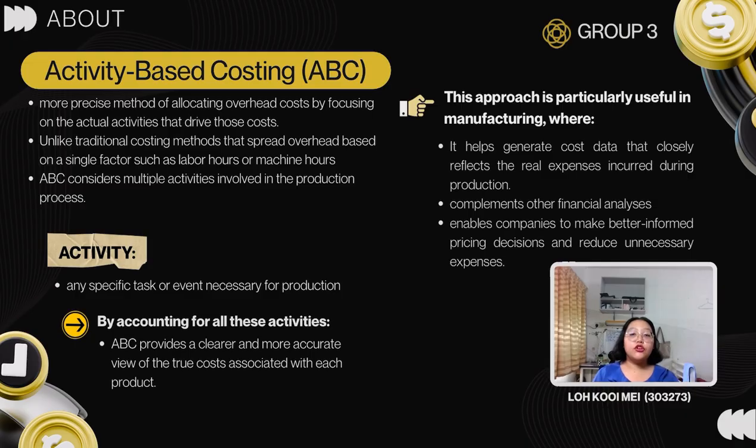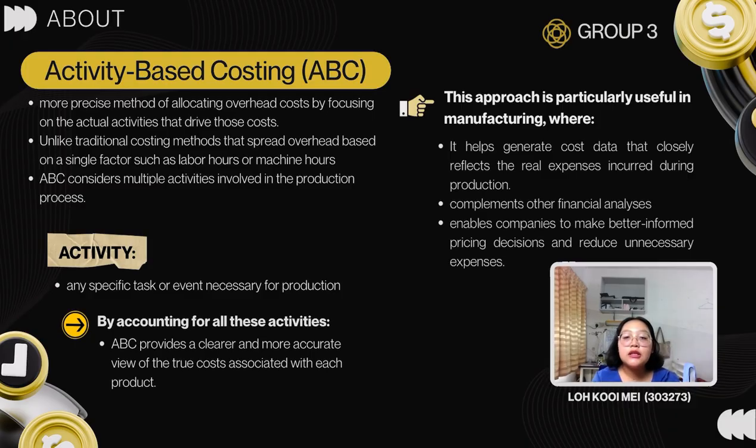Activity-based costing, or ABC for short, is a more specific way of allocating overhead costs based on activities that actually contribute to overhead costs. In job order costing and variance analysis, overhead costs are applied based on specific cost drivers such as labor hours or machine hours.